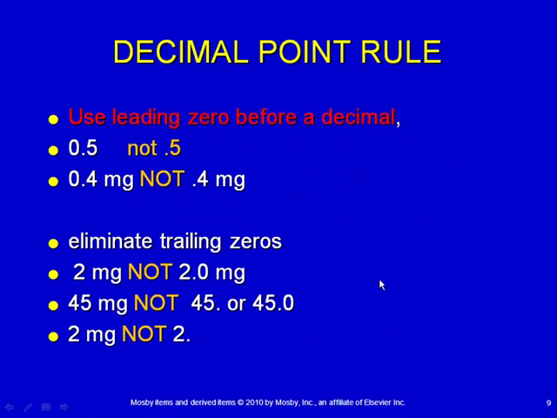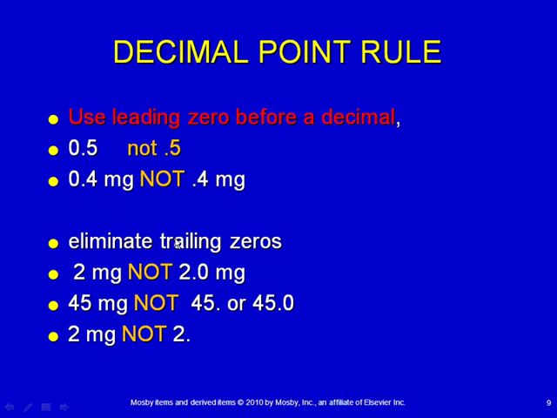Because this is so critical, we're going back over it again. Use leading zeros before a decimal. So when we have a decimal, we want a leading 0. We will not record it as .5. You will record it as 0.5, not .5.